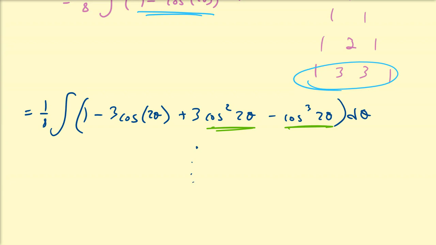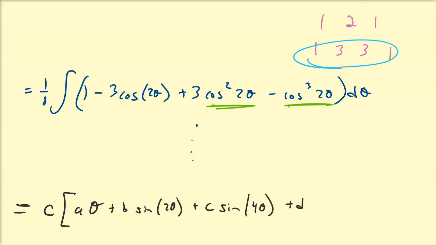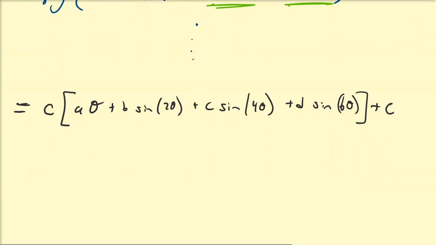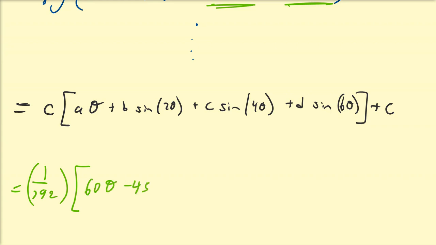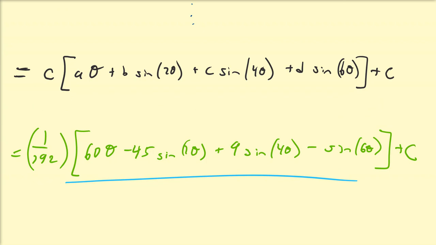In case you haven't already figured out the pattern, the answer will be in the form c times a theta plus b sine 2 theta plus c sine 4 theta plus d sine 6 theta plus c. And if you're feeling really adventurous and actually want to work this out, your simplified answer is going to be 1 divided by 192 times 60 theta minus 45 sine 2 theta plus 9 sine 4 theta minus sine 6 theta plus c. And that is some strategies that you can use for trigonometric reduction integrals.